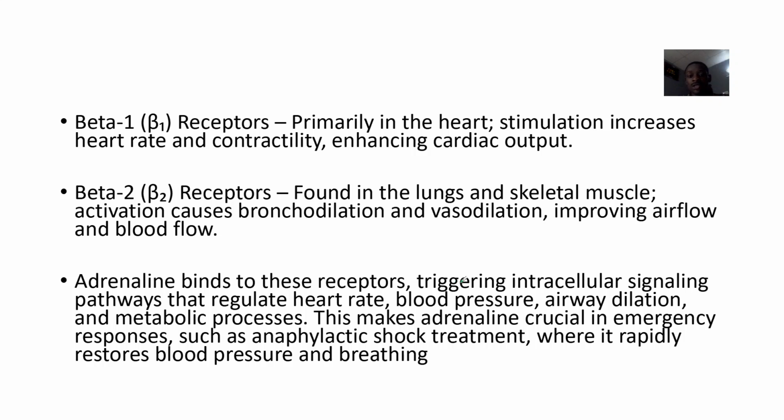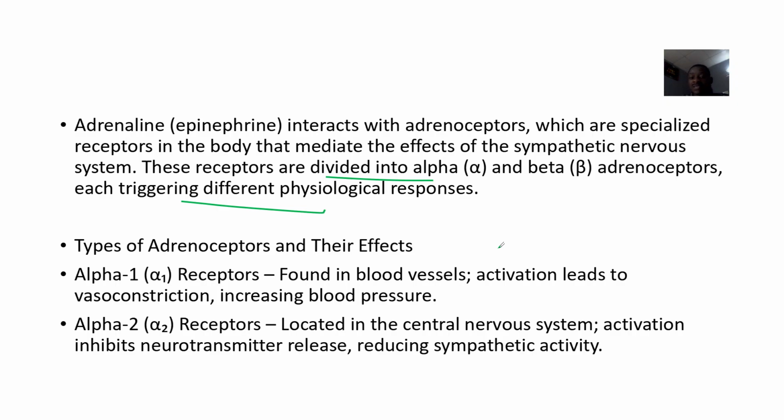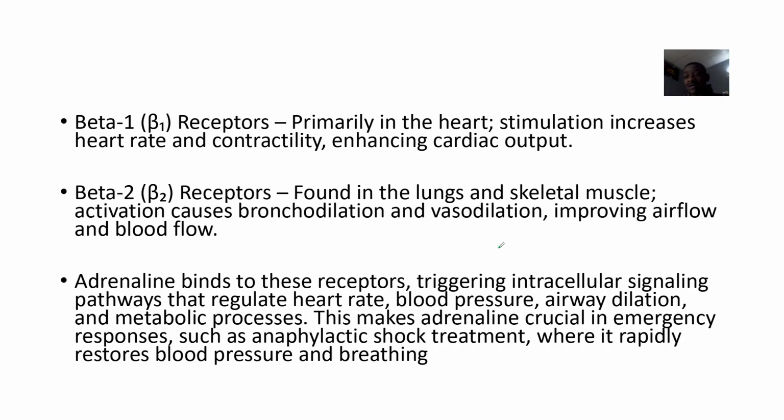Beta 2, they are found in the lungs and the skeletal muscles. Activation causes what? Bronchodilation and vasodilation. So beta 2 receptors are basically opposites of alpha 1. Alpha 1 is for vasoconstriction. But when we are talking about drugs that act on these receptors, you get to understand it better.